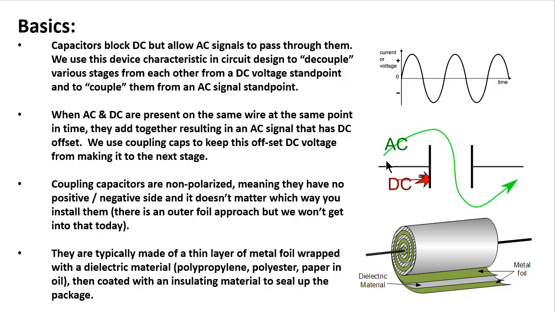So we use capacitors to do something called coupling between stages, or some may even call it decoupling between stages, because we're kind of decoupling the DC components as we move between various stages of an electronic schematic. If you'll notice here, I said when AC and DC are present on the same wire at the same point in time, they add together, resulting in an AC signal that has a DC offset to it. So a 5 volt AC signal being offset by 100 volts of DC, okay? And we use coupling caps to keep this offset DC voltage from making it to the next stage, all right?